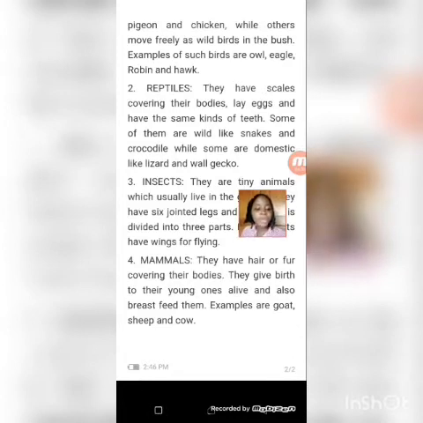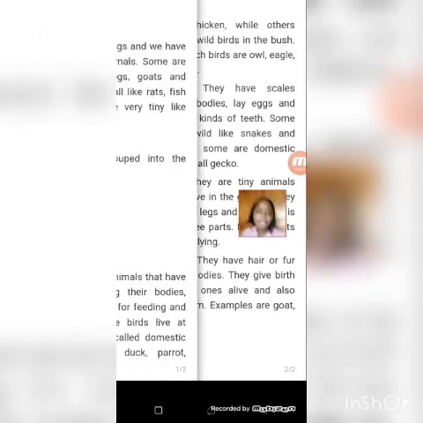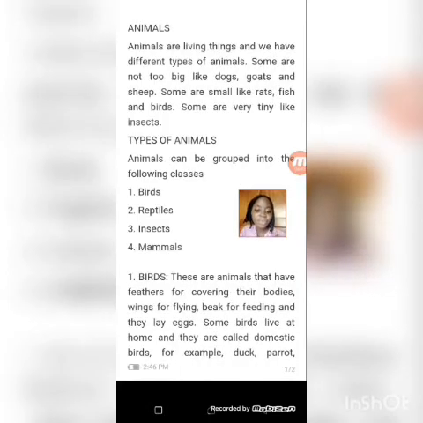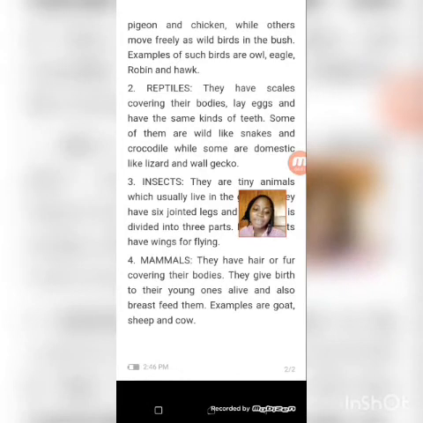So number 2, we have the reptiles. Hope you understand the birds though. The birds, let's look at it again. They have their feathers for covering their bodies. They have their wings for flying. They have their beak for feeding, and they lay eggs. They are divided into 2: domestic birds and wild birds. Do you remember? Yeah, right. Now let's go to number 2, reptiles.